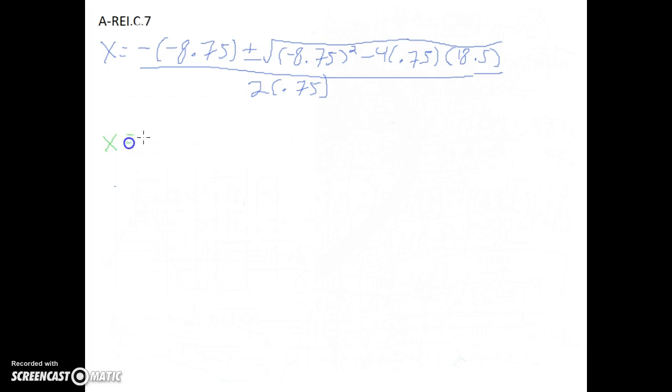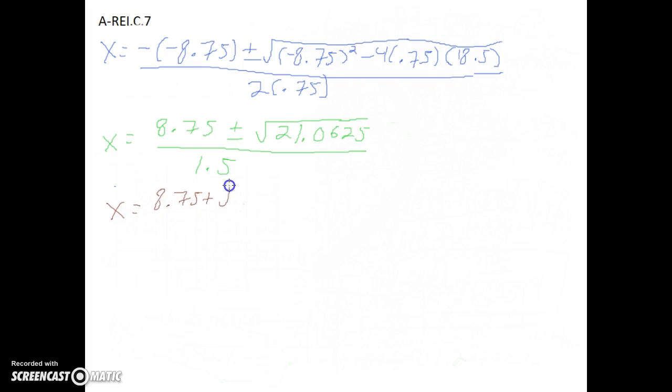So we have the opposite of a negative, which makes that positive 8.75, plus or minus the square root. We're going to put that all in the calculator, and we're going to keep this as exact as we can. So 21.0625. Okay, the more exact we can keep it now, the more accurate our answer is going to be in the end. I know, just because this has a decimal, it's not a perfect square. So what we're going to do is split it up. So 8.75 plus the square root of 21.0625 over 1.5, and then once where it's minus.